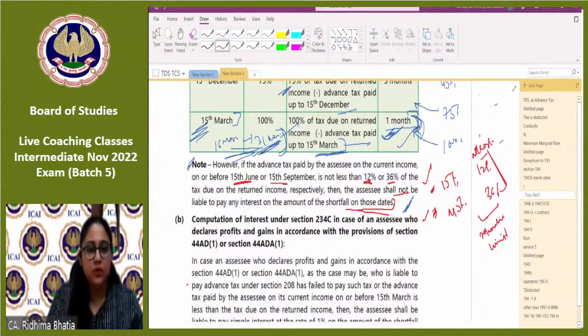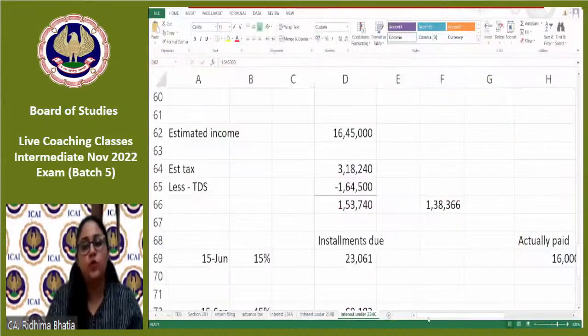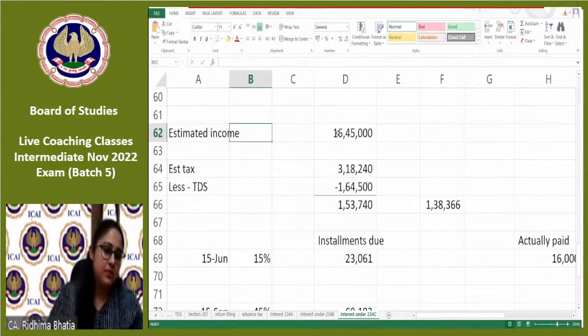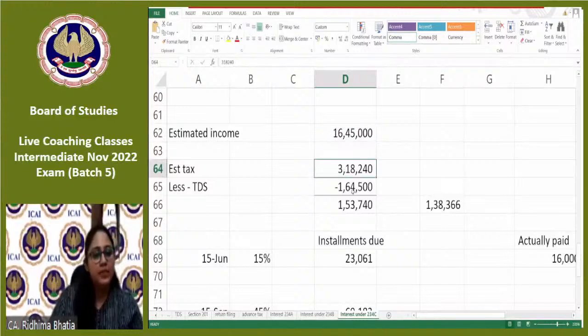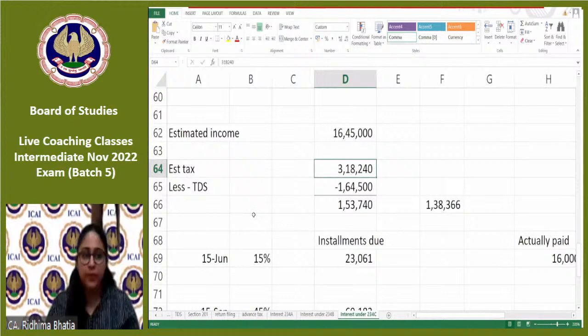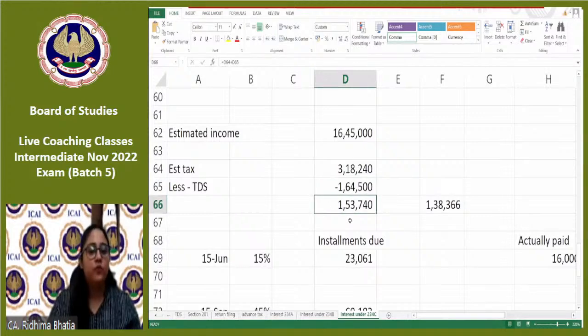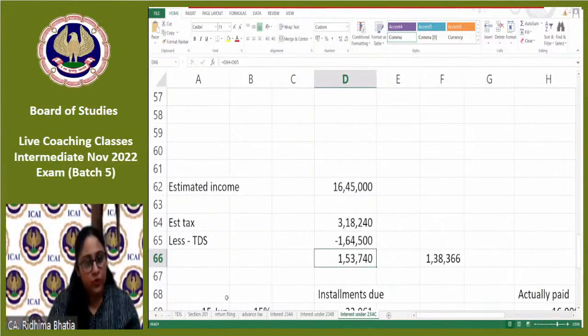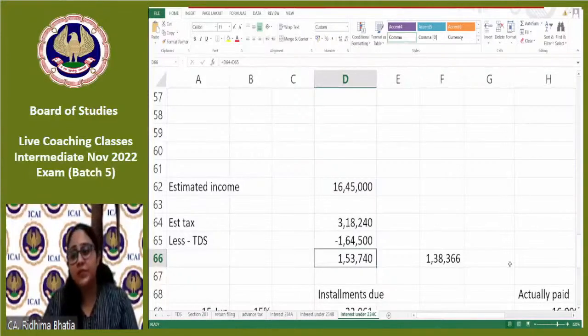Please, everyone on the screen. Okay. So the question to be solved is, my income is 16,45,000. The tax is 3,18,240 on this. I am giving you the tax amount also. This is entirely professional income, and on this entire TDS of 10% is deducted. Total liability of tax due is 1,53,740. Now you have to calculate the installments quickly. Calculate the installments which should have been as per advance tax.